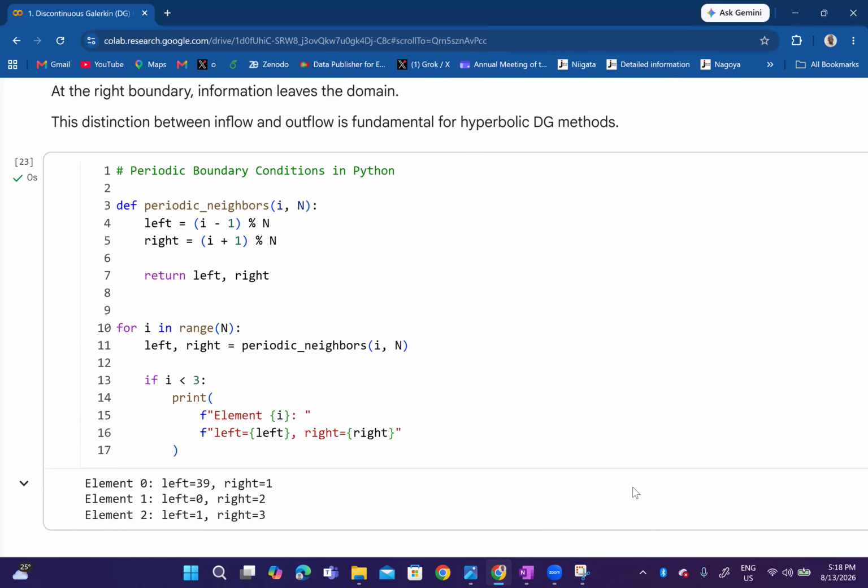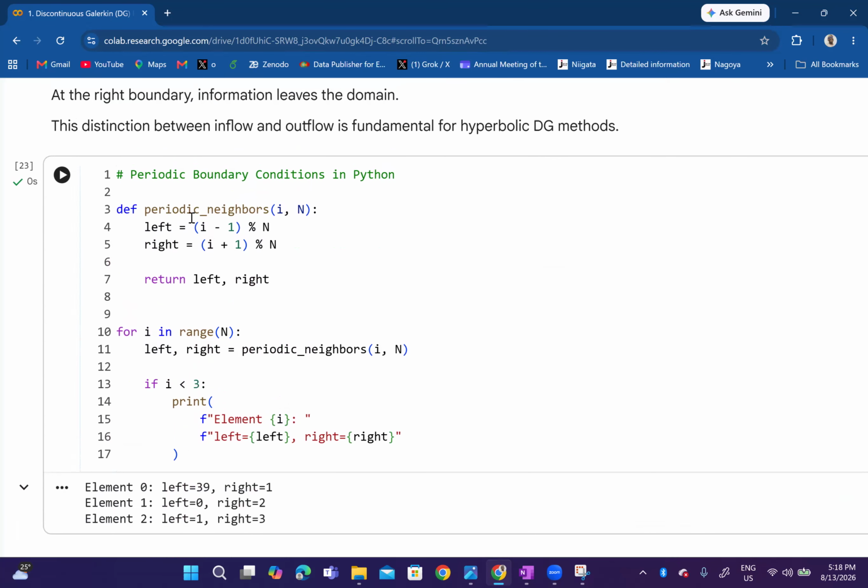So we have a simple code here: periodic boundary conditions in Python. Don't forget, all the codes we have written before now should come together. So this one cannot operate without them.